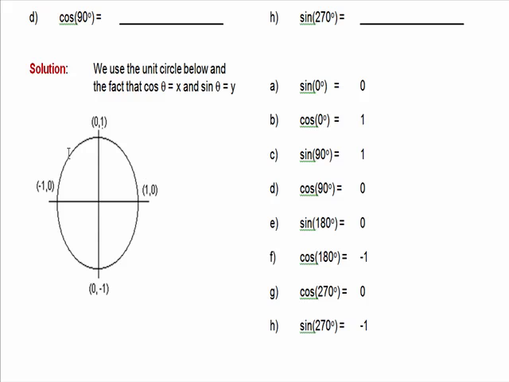Over to 180, so my point is negative 1, 0. So sine of 180 is the y value, that's 0. Cosine of 180 degrees is the x value, that's negative 1. Down to 270. So the point's 0, negative 1. So cosine of 270, cosine is the x, remember I switched it up this time, so that's 0. And sine of 270 is the y value, that's negative 1.